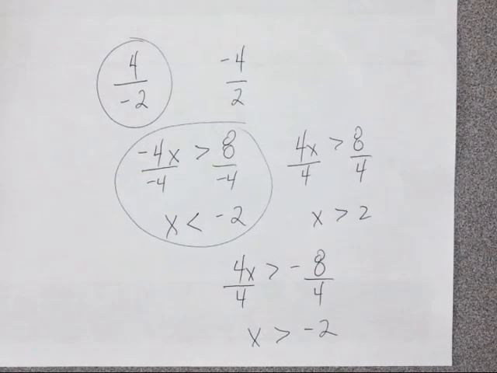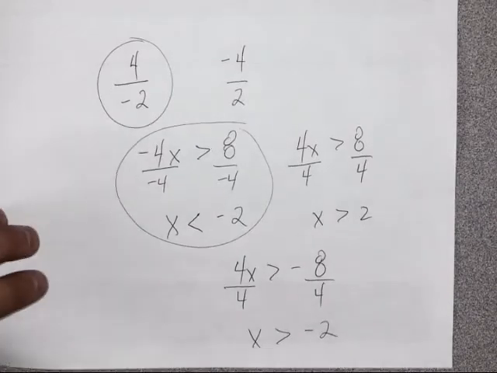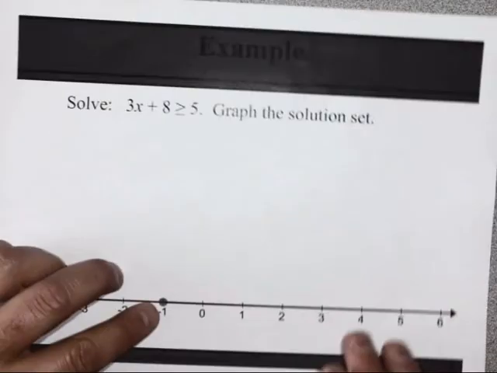Now multiplying by a negative is obviously easier to determine. The dividing is the part that really kind of throws people for a loop. What happens is that people just start changing the sign every time they see a negative sign, and that's not the case. All right, so let's look at this example.